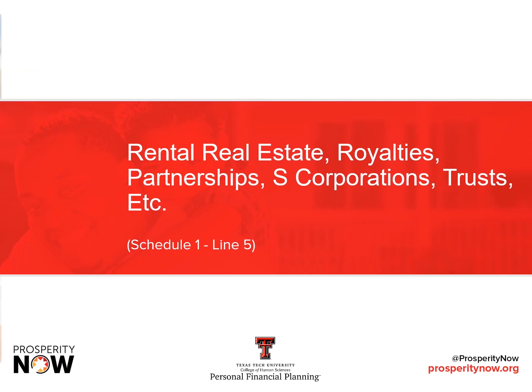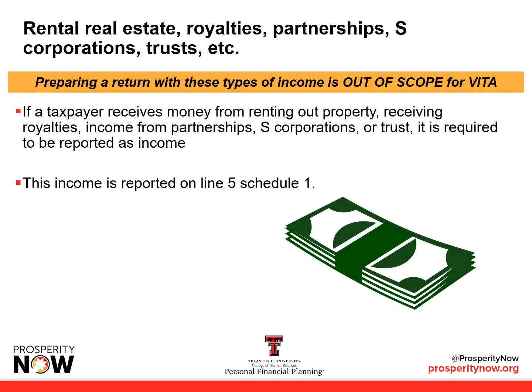Next, we'll talk about rental real estate, royalties, partnerships, S corporations, trusts, etc., which is on line 5 of the Schedule 1. As noted prior, preparing a return with these types of income is out of scope for VITA. So if a taxpayer receives money from renting out property, receiving royalties, income from partnerships, S corporations, or a trust, it's required to be reported as income, and therefore these taxpayers are out of scope for the VITA program.